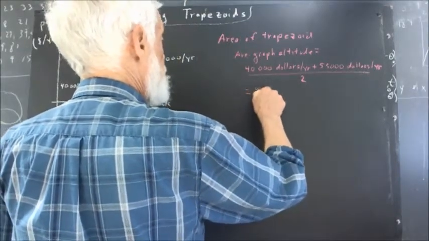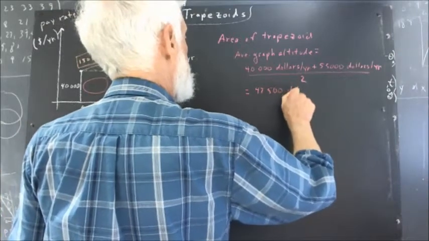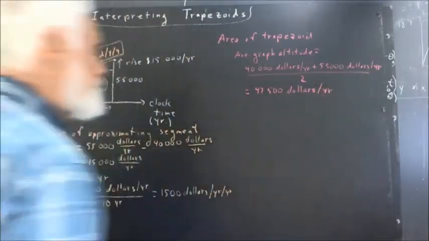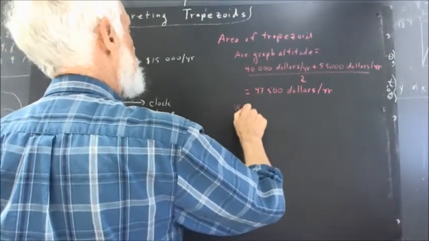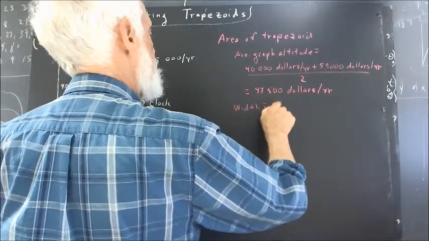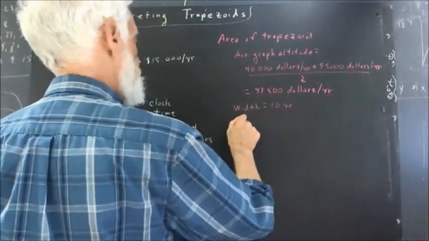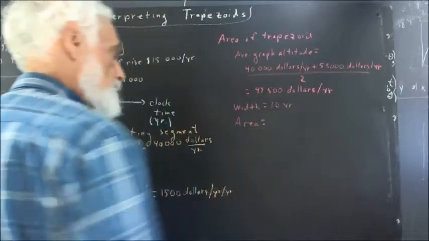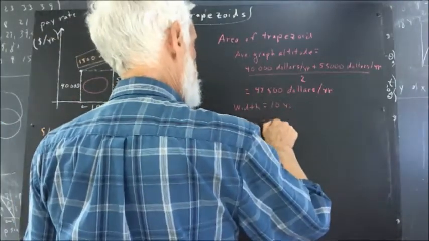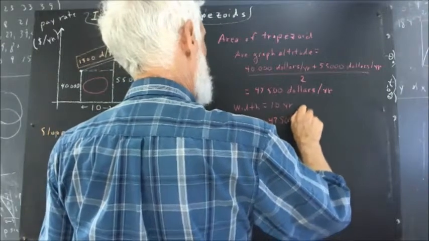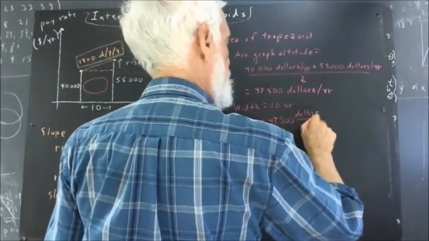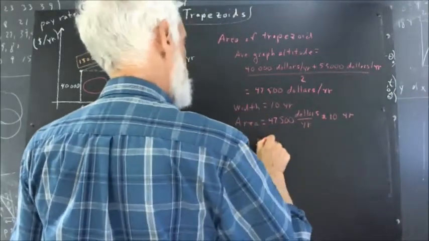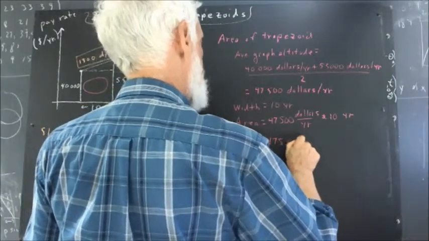which is $47,500 per year. And the width is 10 years, so the area is the product of the average altitude times the width, which is $47,500 per year multiplied by 10 years, which equals $475,000.